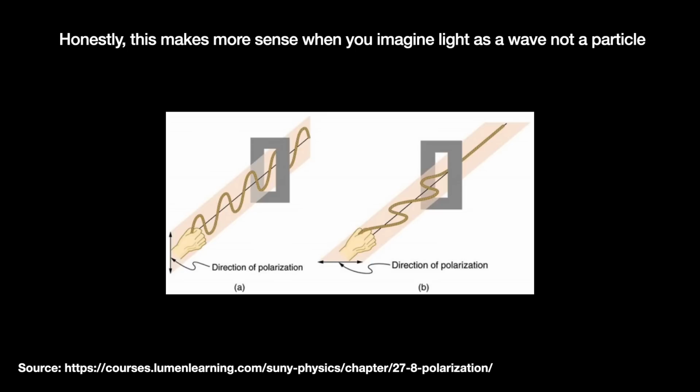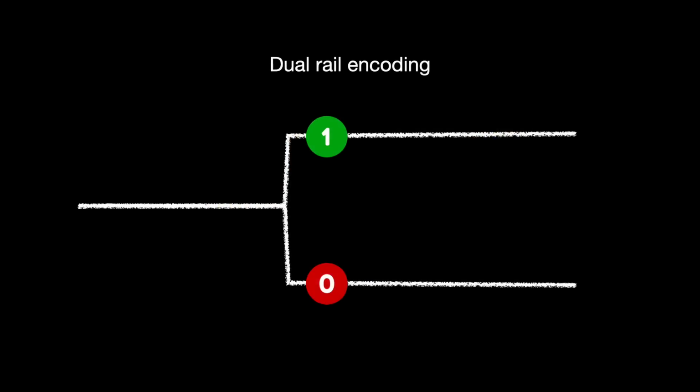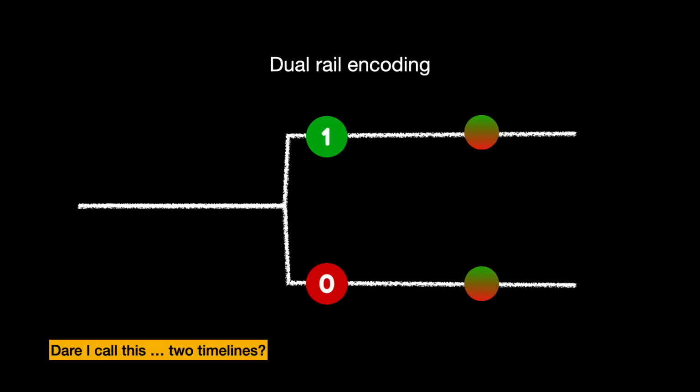Honestly, this makes more sense when you imagine light as a wave rather than a particle. Luckily, light is both. Another way, and the way more widely used in the industry, is called dual rail encoding. Here, a photon's quantum information is encoded by having it take one of two different optical paths. One path represents a basis state of 0, the other path represents basis state 1. This implies that when the photon is in a superposition state, it is traveling through both paths at the same time. Once we measure the data qubit photon, it collapses per the probabilities of its superposition.